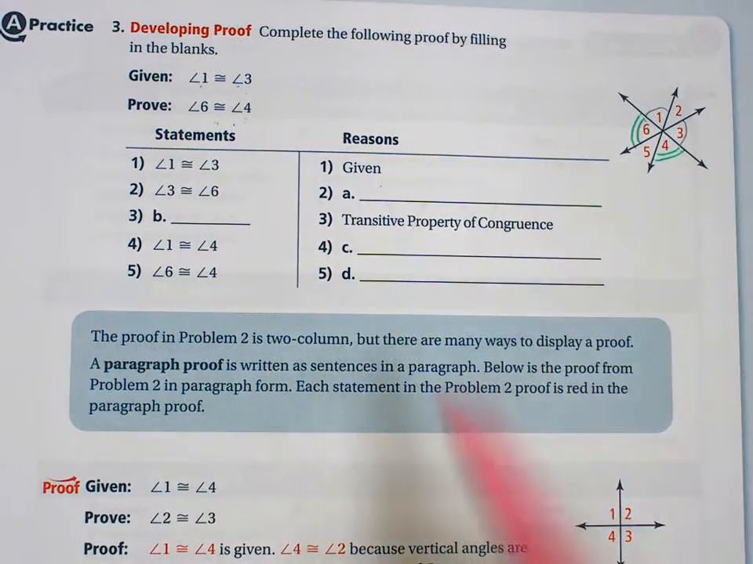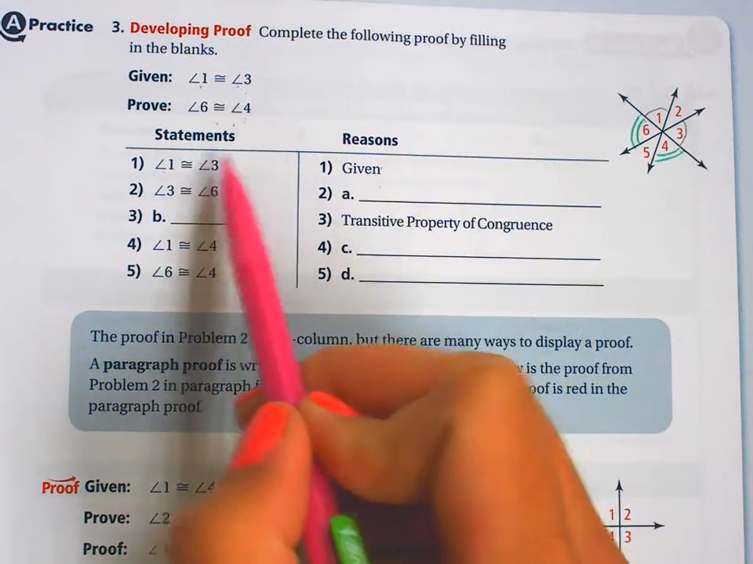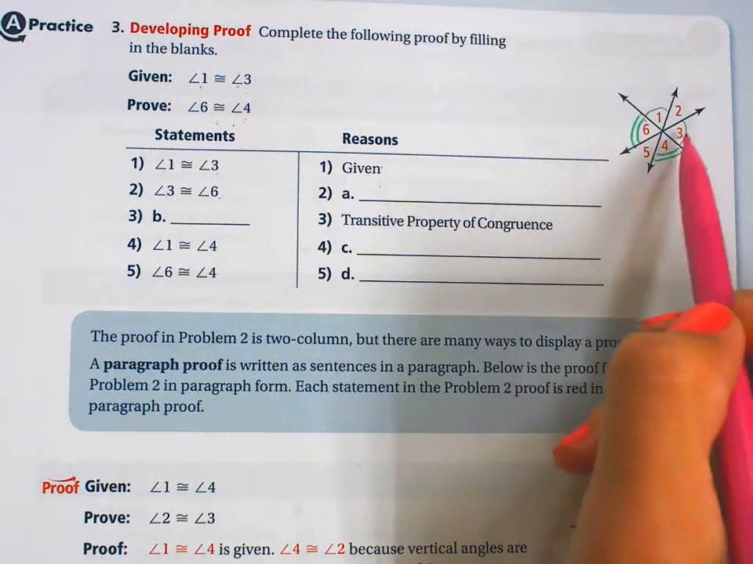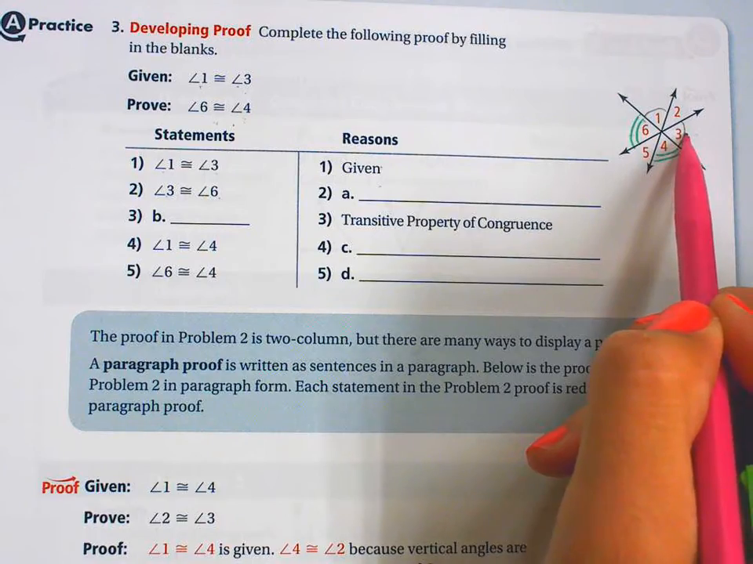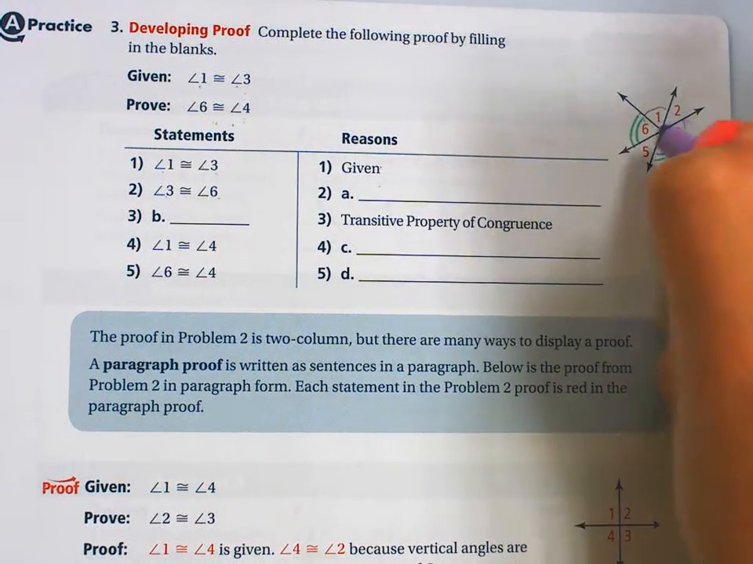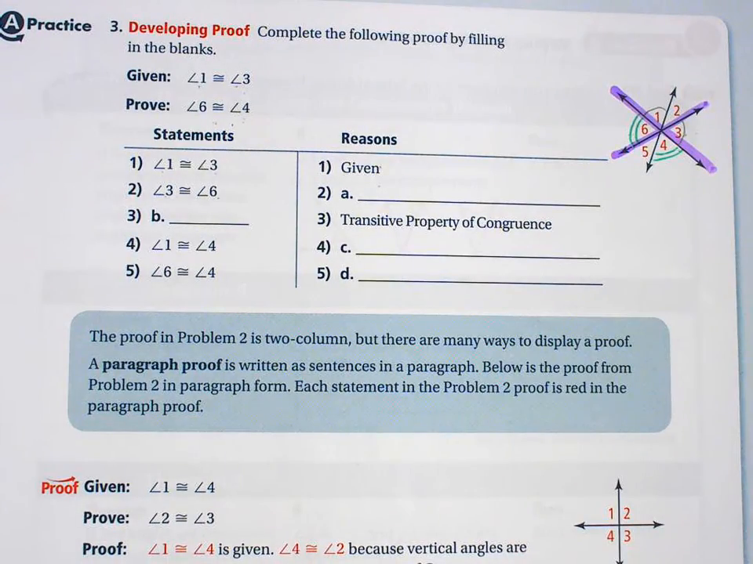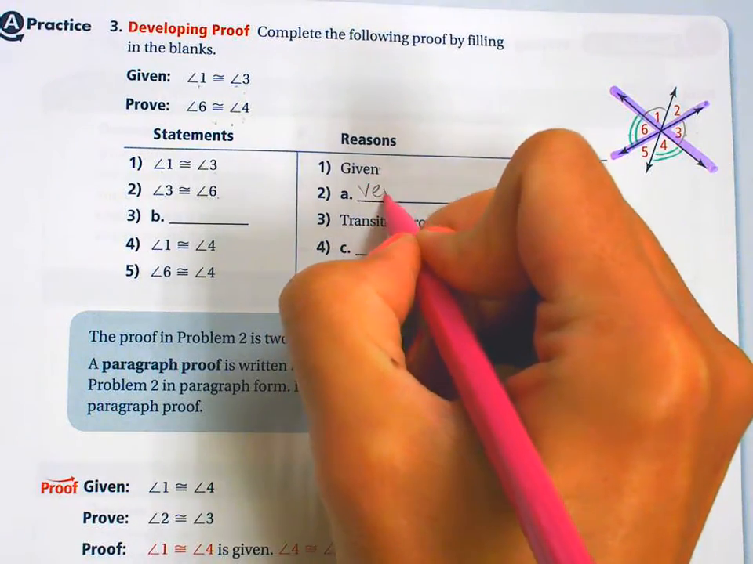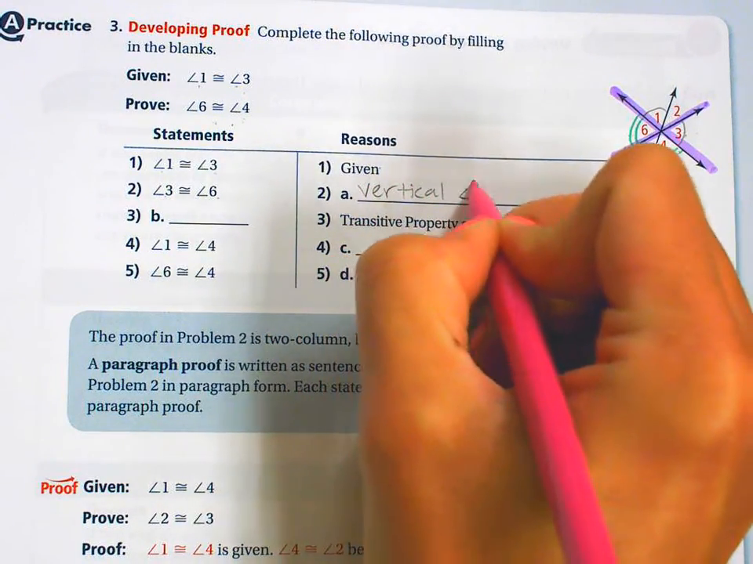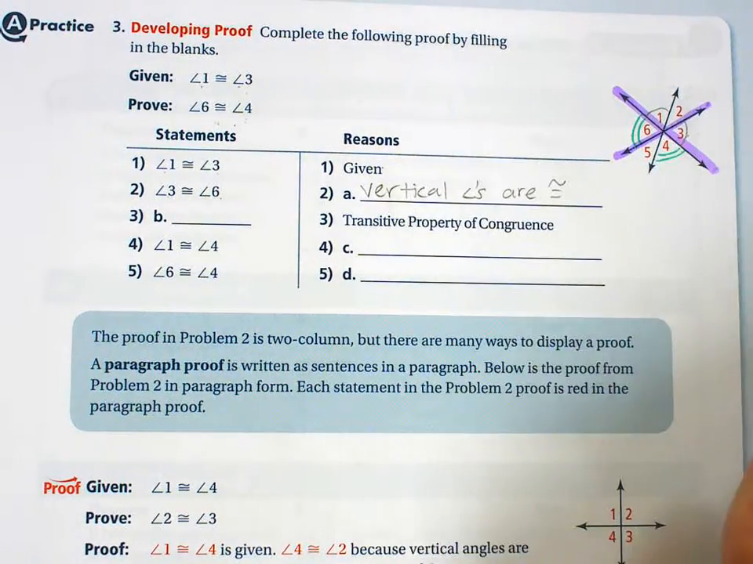So one thing that I notice is it's starting with angle 1 is congruent to angle 3. That's given. And then it says angle 3 is congruent to angle 6. So look at 3 and 6. Do you notice that they're vertical angles? And like if I highlight, I think it'll make it a little more clear. Look at how they are formed with two straight lines. So 3 and 6 are vertical angles. So vertical angles are congruent is the reason for this one. Vertical angles are congruent. It's the vertical angles theorem, but that's the short way to write it.